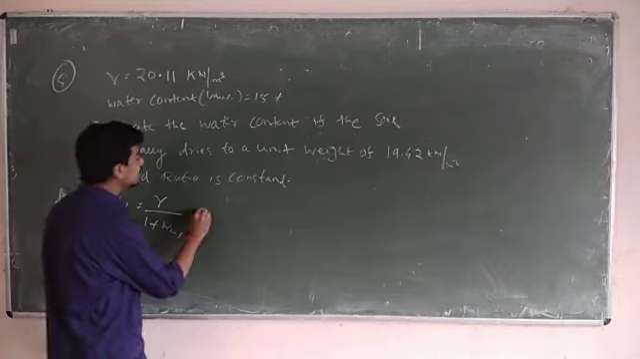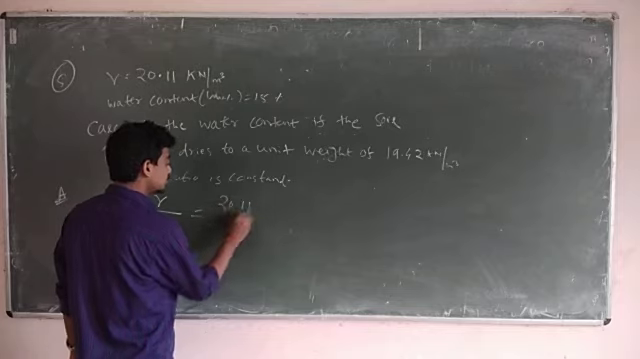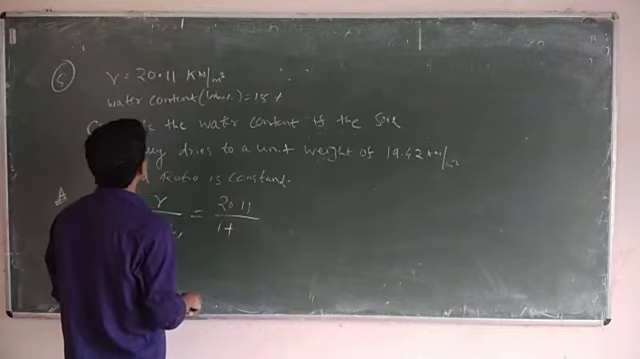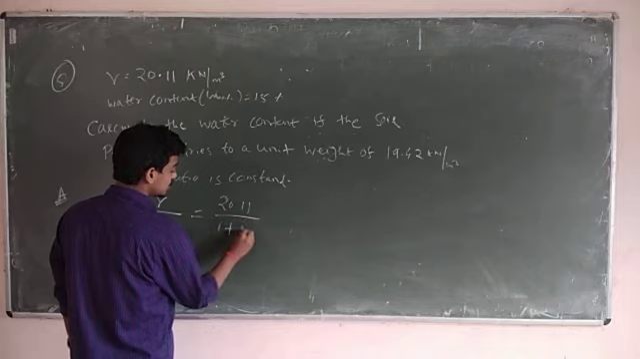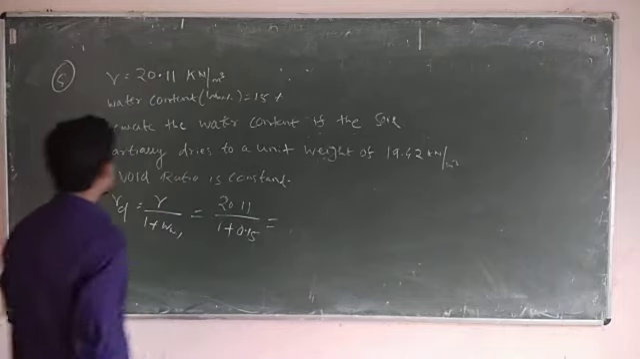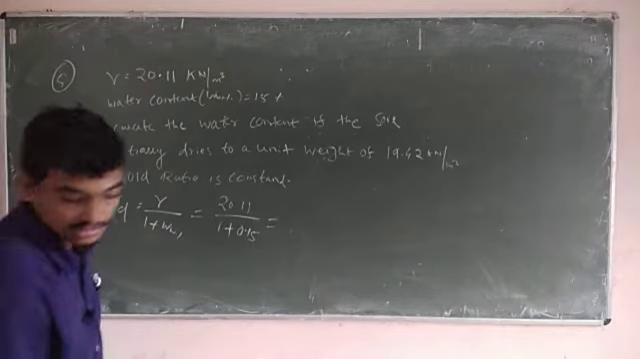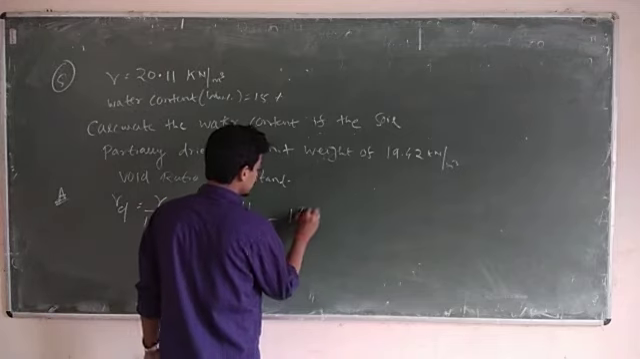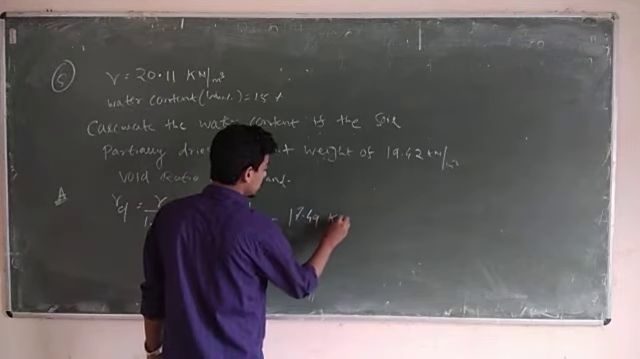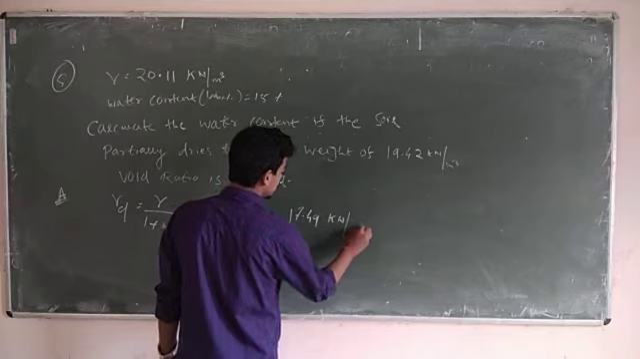One formula is related to that given data, that is gamma D equals gamma by 1 plus water content. So what is gamma here? 20.11. What is water content? 15%, 0.15. So it will give the gamma D, that value is coming 17.49 kilonewton per meter cube.